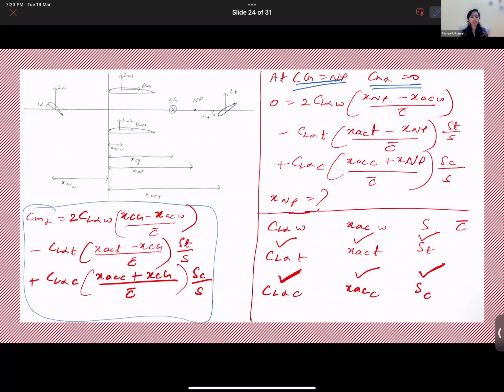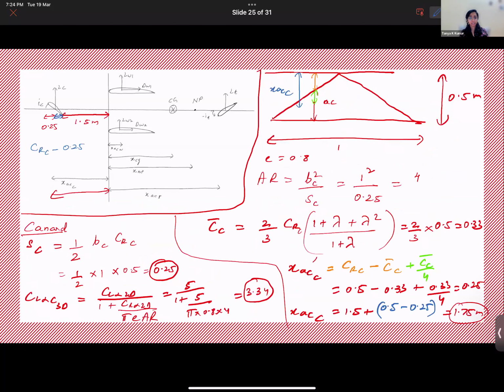So you substitute these values into your CM alpha equation and you get a term for XNP, correct? You get an equation for XNP. Now, in this equation, what are the unknown terms? What do we have to find out? You need to find out CL alpha of the wing, tail and canard, X bar, the location of AC, not X bar, XAC, location of aerodynamic center of the wing, tail and canard, area of the wing, tail and canard, and mean aerodynamic chord of the wing, correct?